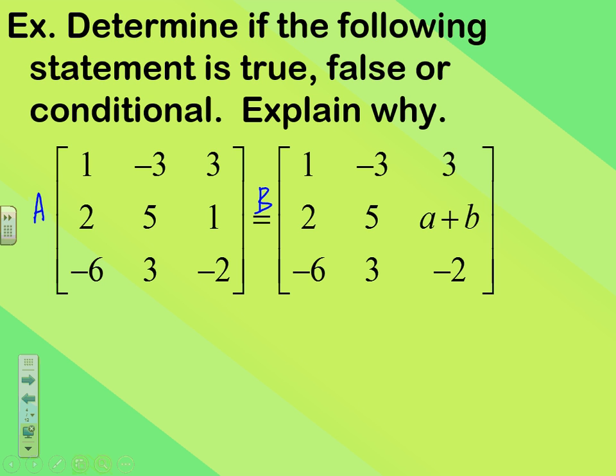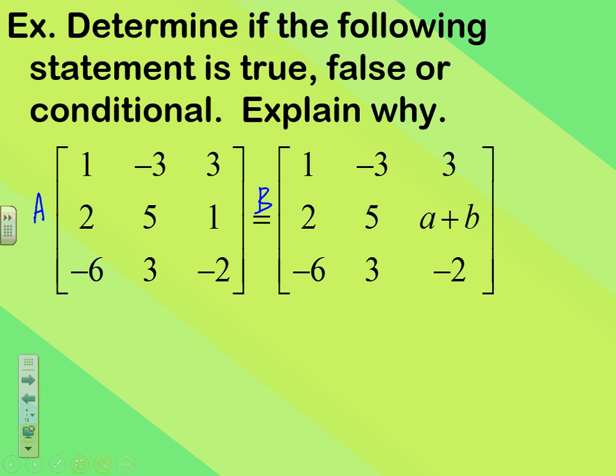Looking at the first row of matrix A, I got a 1, a -3, and a 3. And in the exact same order in matrix B, I have the same numbers. All right, now in matrix A in row 3, I got a -6, a 3, and a -2, and I have the exact same values in row 3 of matrix B. Now when we look at the second row, we have a 2, a 5, and then a 1 in matrix A, and then a 2, a 5, and then an a plus b in matrix B.